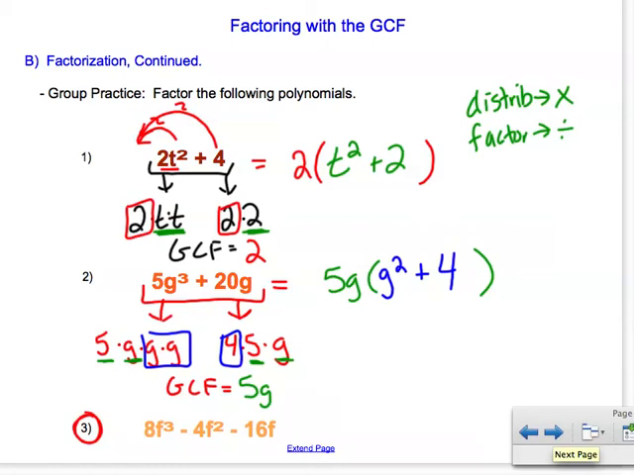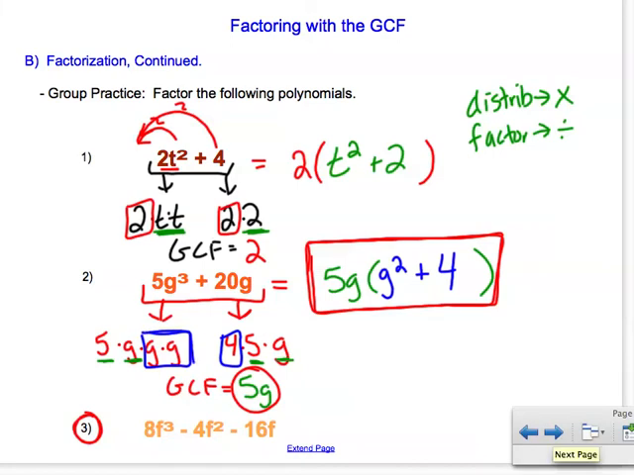And I'm done. If you're not done, press pause. If you are done, do you have the same as I do? Okay, I found that my GCF is 5G. When I pulled 5G out of my first term, I did it in blue, what I was left with was G squared. And when I pulled 5G out of my second term, I was left with 4. So G squared plus 4 in the center.